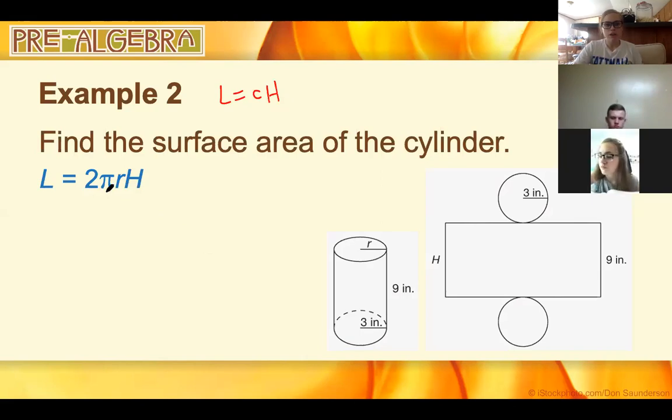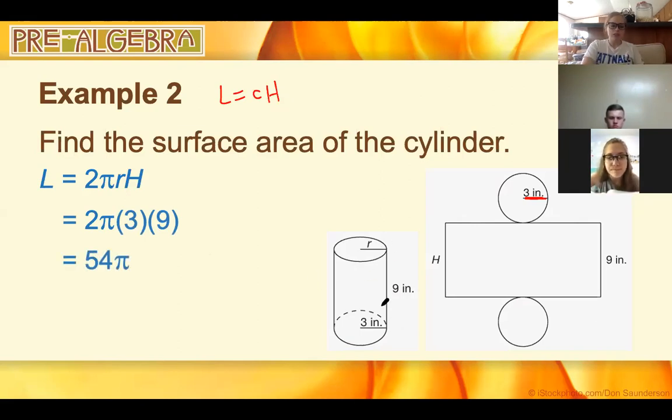All right. The circumference of the base, though, so we're looking at the base here. The radius, it tells us, is 3 inches. And the height of the cylinder is 9 inches. So I've got 54 pi is my lateral surface area.